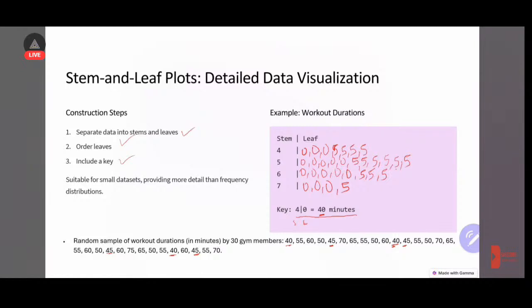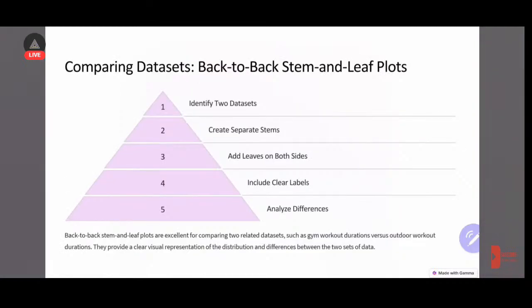And also we can have the back-to-back stem and leaf plot. For the back-to-back stem and leaf plot, this is just following the same method. You need to identify the two data sets. You create separate stems. You add a leaf to both sides. You include clear labels and you analyze. So most times it always looks like this. Here you have the stem.